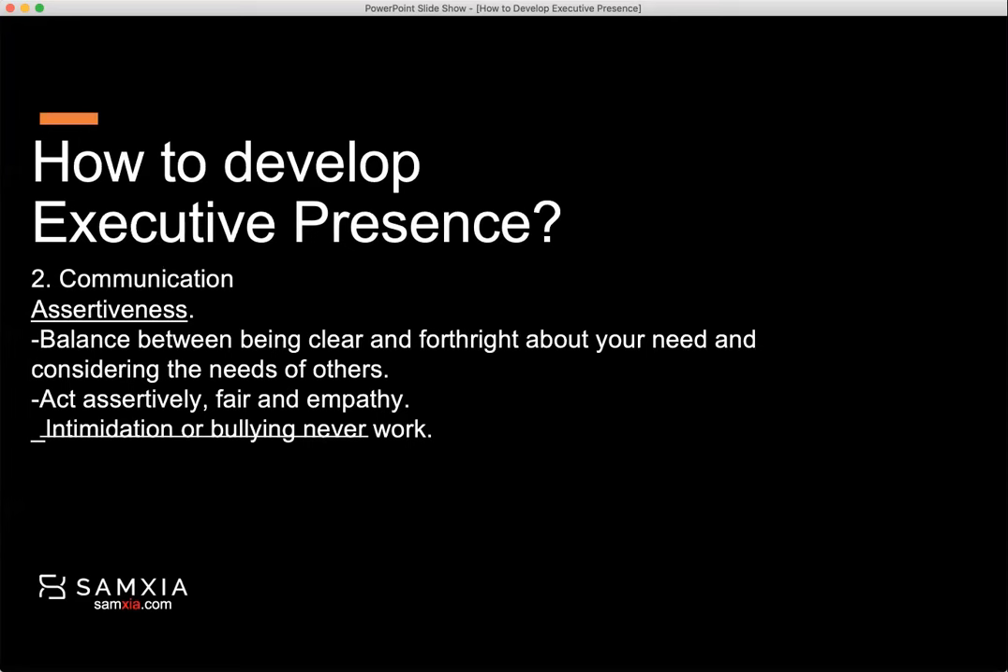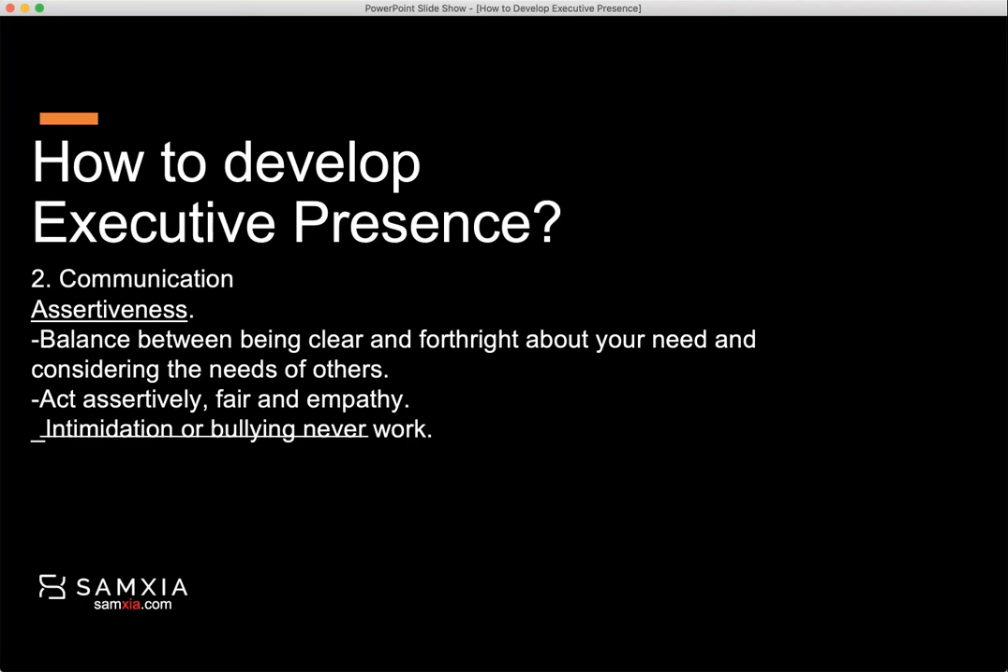And assertiveness, it is actually a balance of being clear and forthright about your needs. Oh, I want this, I want this, I want this. Of course, I want the team to be like this, but also please do not ignore other people's needs. There are genuine needs as well.